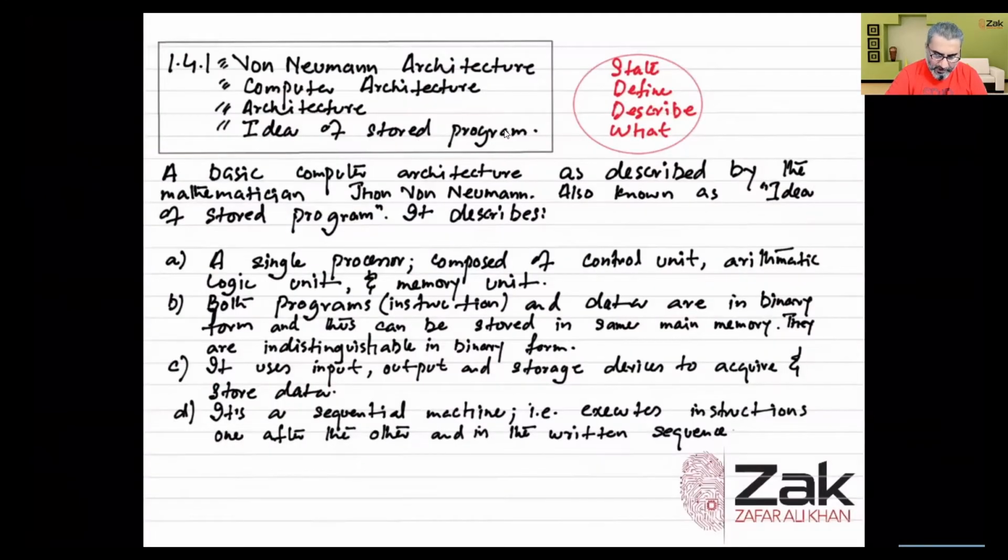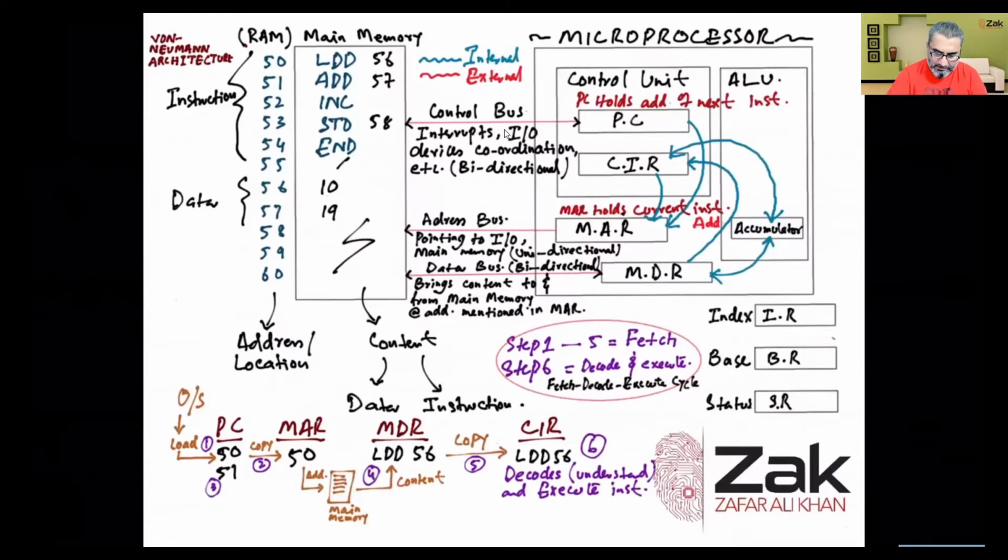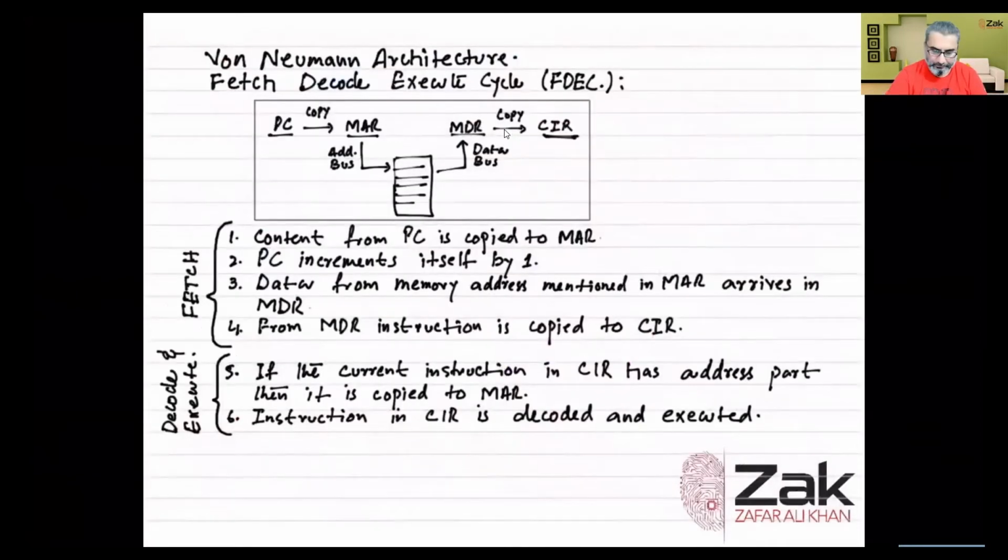And then we have the von Neumann architecture's fetch, decode, and execute cycle. This is what we have discussed. From PC, the address goes to MAR. When I say goes to, it means that it is copied. Content from PC is copied to MAR.